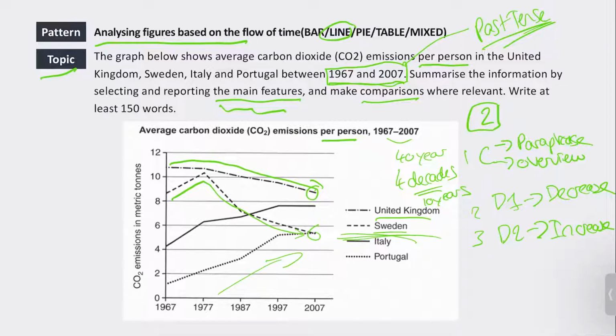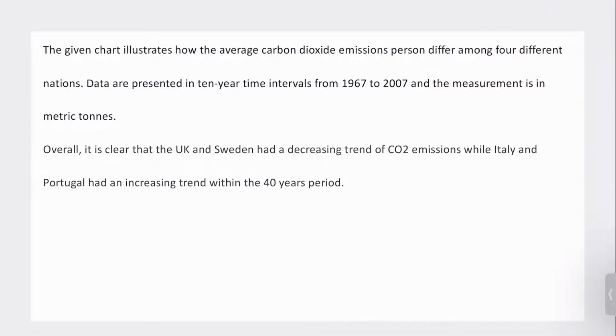And then you want to be making comparisons between them. Okay, so you want to be using all your comparative switching language. Let's look and see what this candidate's done. The given chart illustrates how the average carbon dioxide emissions per person differ among 4 different nations.